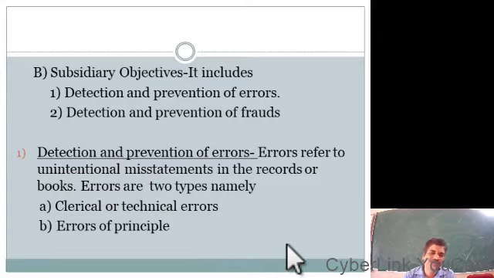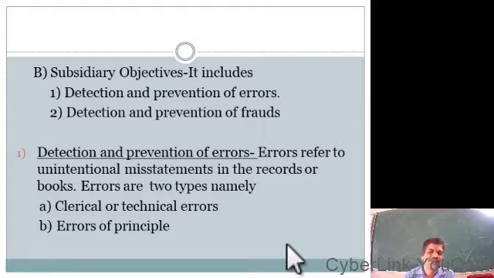Students, in the last class, we discussed the primary objectives of auditing. Today, the secondary or subsidiary objectives of auditing. The secondary objectives of auditing include, first, detection and prevention of errors. Second, detection and prevention of frauds. Here, the first one is detection and prevention of errors.